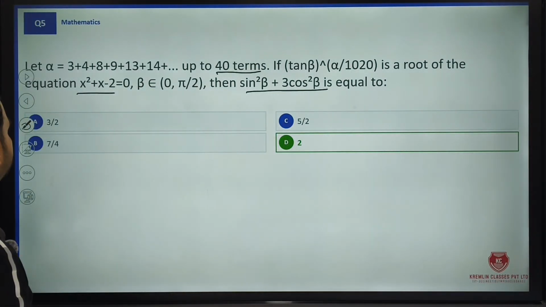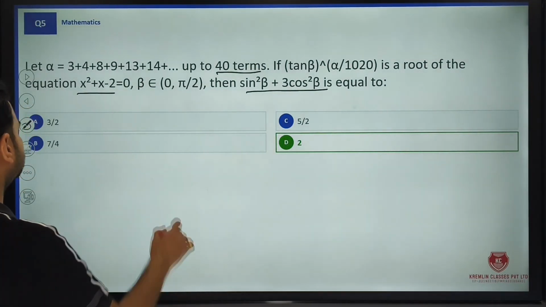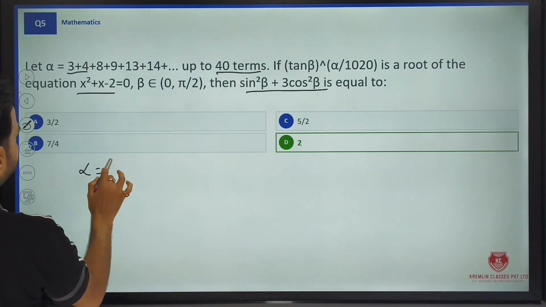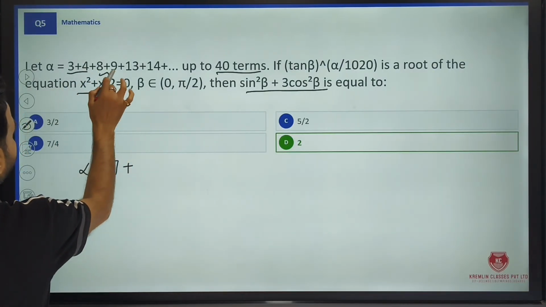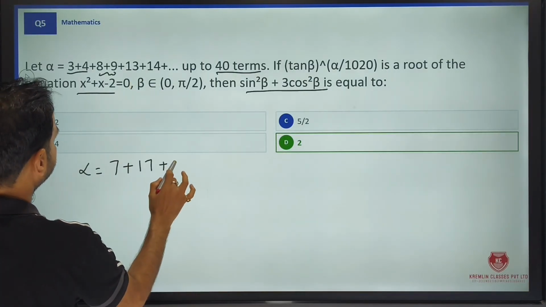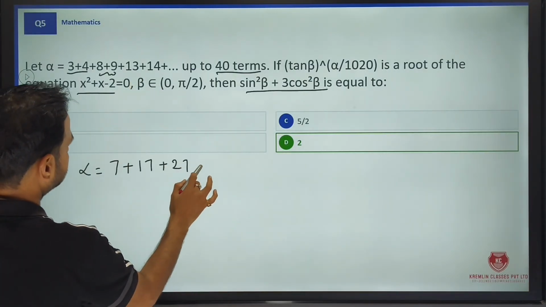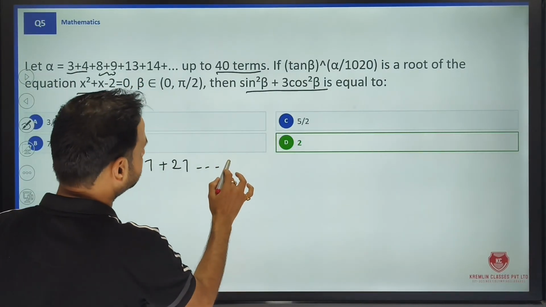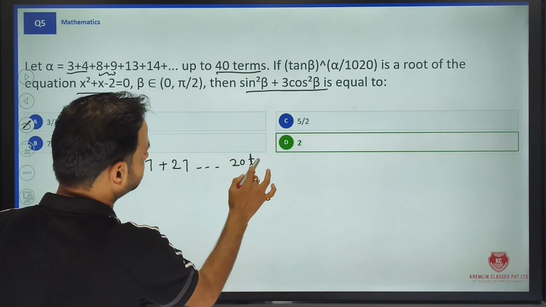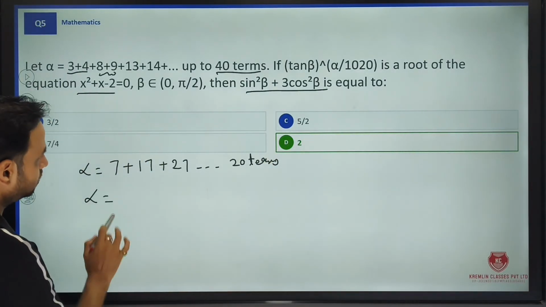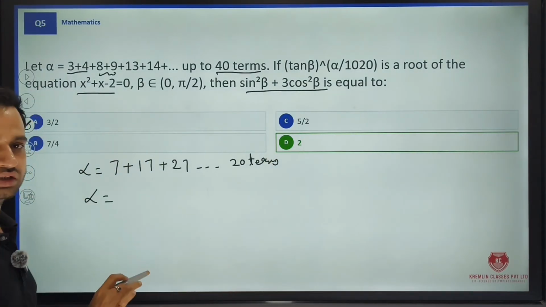So let us find out alpha first. See the pattern here. When you add these two, it will be 7. When you add these two, it will be 17. When you add these two, it will be 27. So when you are clubbing two terms, then it goes up to 20 terms. You can find the sum of this AP. The AP sum will come out. What is the sum of AP?